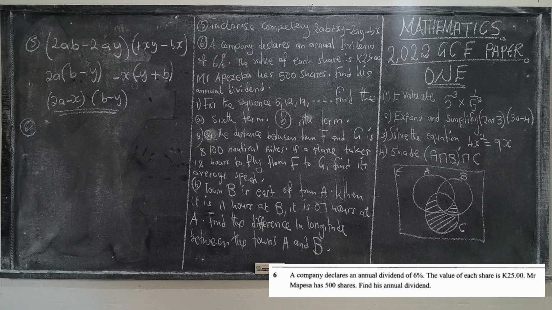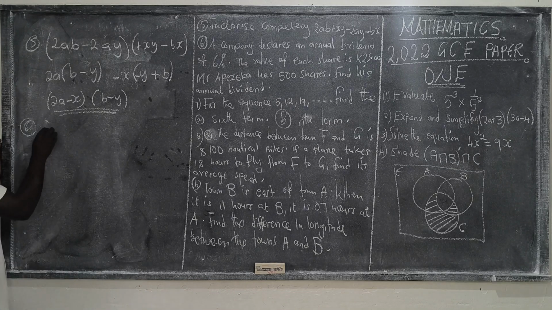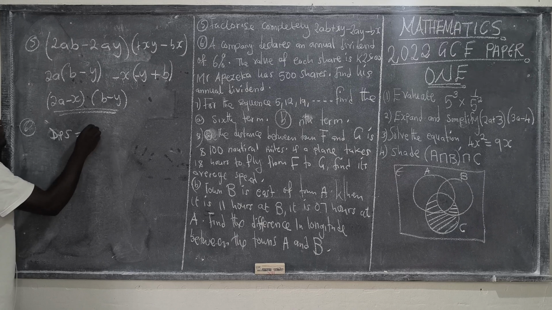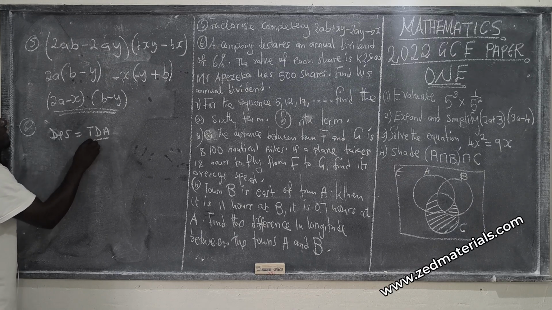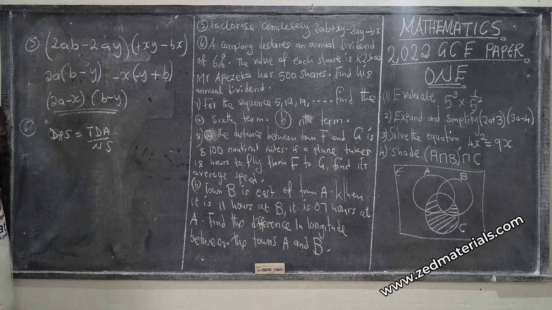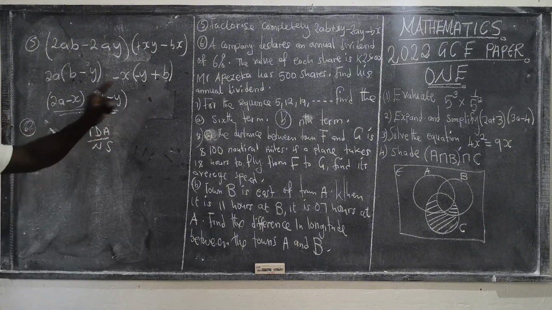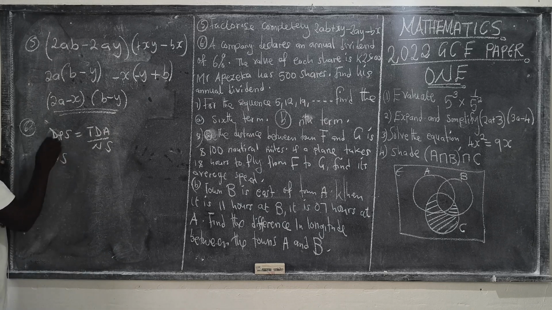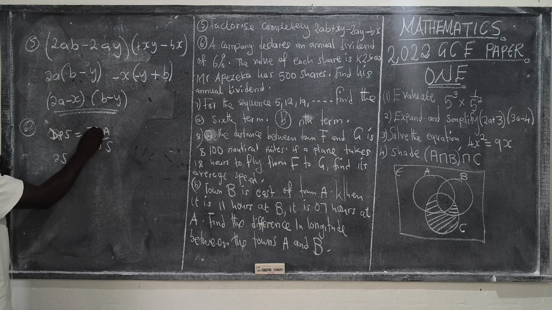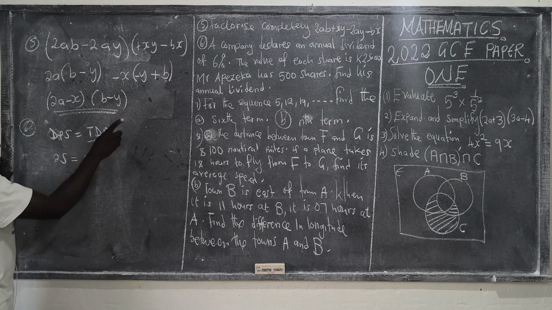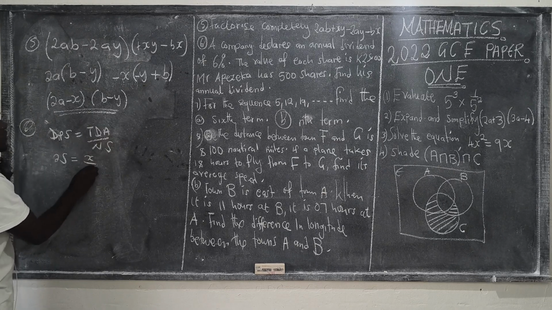Find his annual dividend. So how do we find the dividend? We said dividend per share is given by total dividend amount over what? Number of shares. What is the dividend per share? They are saying it is 25 kwacha. So here just say 25 is equal to the total dividend amount, which is the one that we want to find, so you say x over number of shares. How many shares are there? 500.